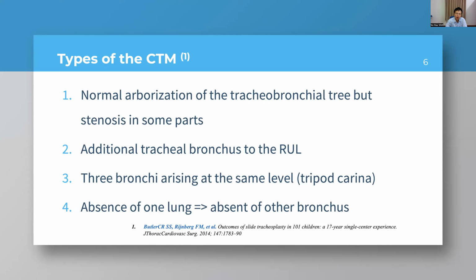The type number one is the patient has a normal abrasion of tracheobronchial tree, but stenosis in some part of it. The type number two, the patient has an additional tracheal bronchus, and this bronchus goes directly to the right upper lobe. And number three, the patient has three bronchi arising at the same level, so we call it tripod carina. And number four, the patient has absence of one lung, or in other words, they have only one lung.